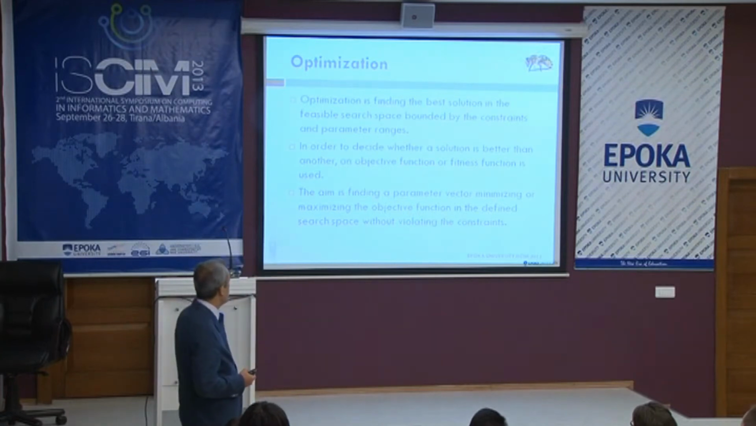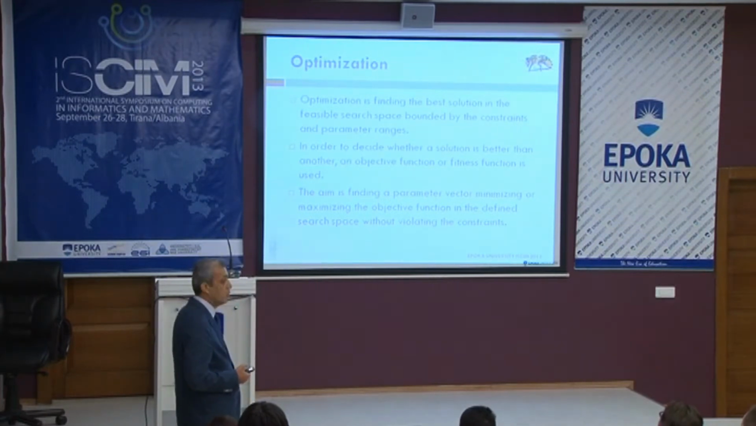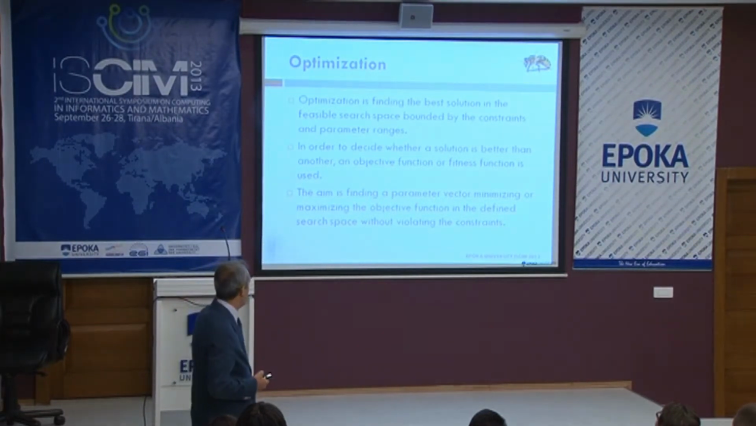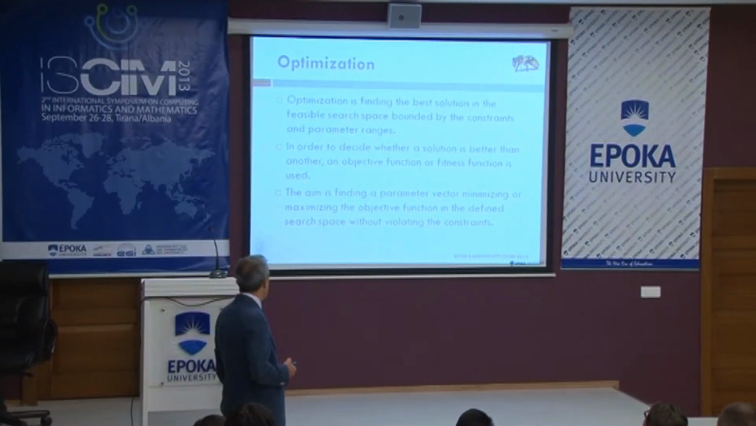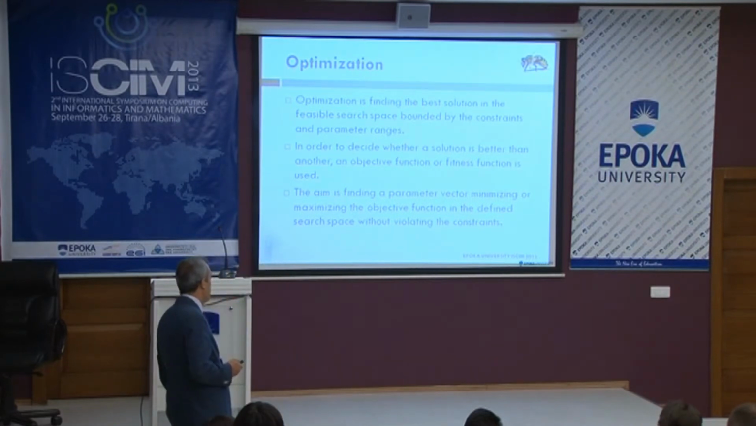Optimization is finding the best solution in a feasible search space bounded by the constraints and parameter ranges. In order to decide whether a solution is better than another, an objective function is used for all design problems. Every design problem means an optimization problem. The aim is finding a parameter vector, minimizing or maximizing the objective function in the defined search space without violating the constraints.